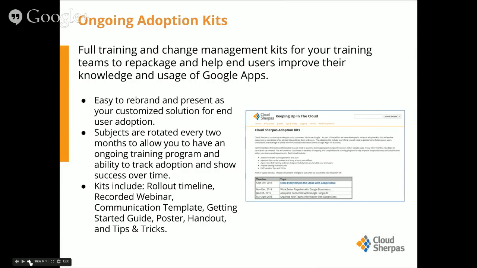We include a rollout timeline, so it's going to tell you the activities that you need to be focusing on for each week of this new adoption rollout. It includes a recorded webinar that you can use as training. We have communication templates and getting started guides. That's a part of our training, a getting started guide to really get folks up and running very quickly on the new tool or the new function that we're introducing. We have posters for marketing and to make everyone excited about this new rollout. We have handouts, and then we have tips and tricks.